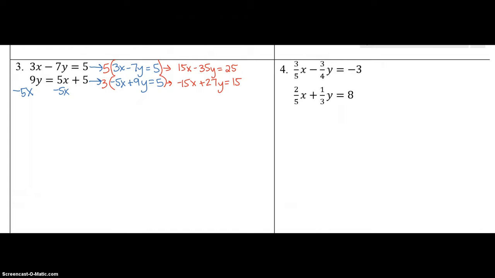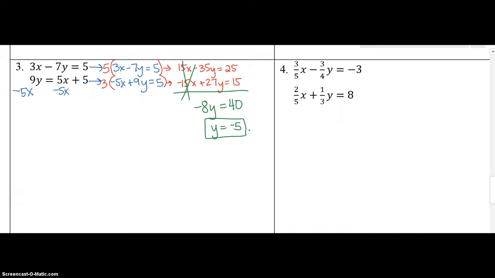And now you have opposites for x. That's why you multiplied both of them by something, because now you have 15 and negative 15. They eliminate, they cancel, they give you 0 when you add them together. Get negative 8y equals 40, which means that y is negative 5.